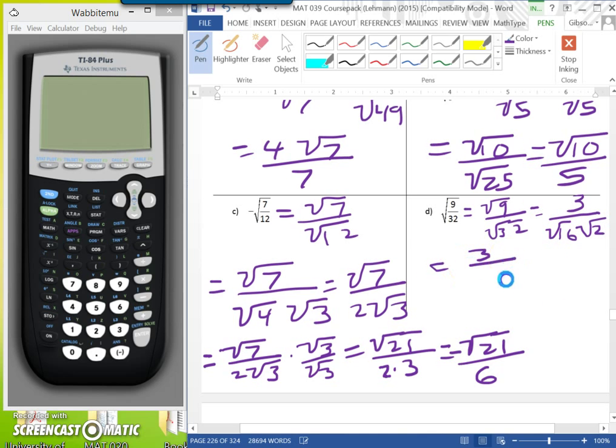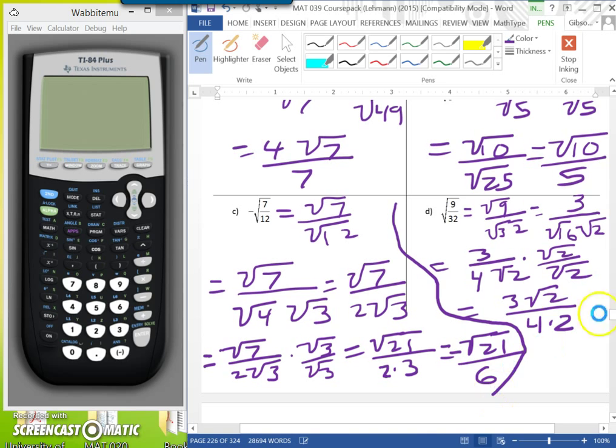So this will give us 3 over the square root of 16 is 4 times the square root of 2. Now, what we need to do here is we need to get rid of the square root of 2. So we'll multiply our numerator and denominator by the square root of 2. So this will give us 3 times the square root of 2 all over 4 times the square root of 2 times the square root of 2, which will give us 2. So now, our denominator, we will have 4 times 2. So this will give us 3 square root of 2 all over 8.